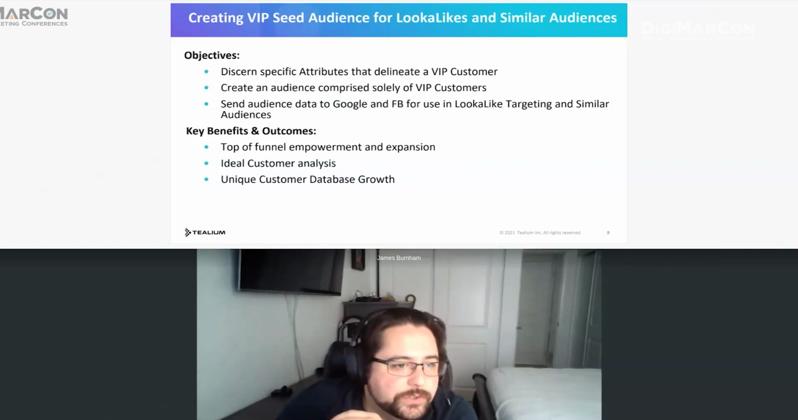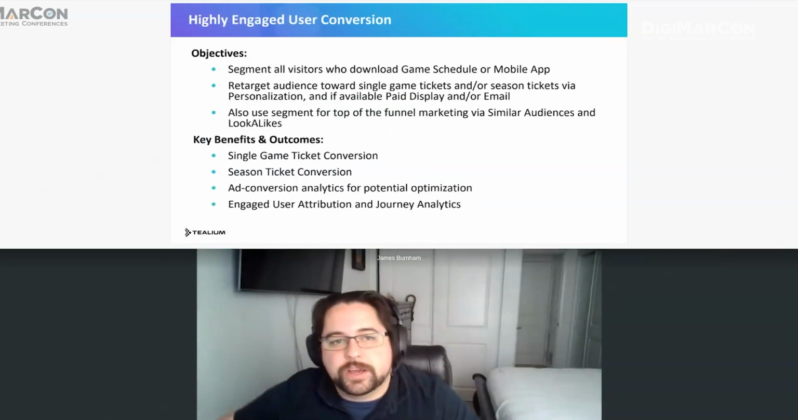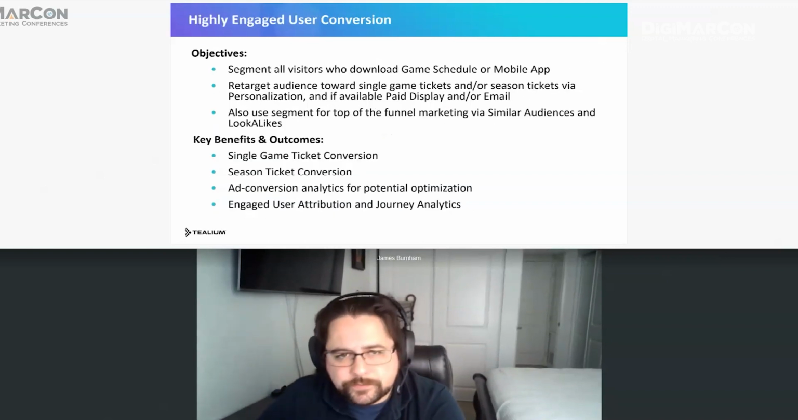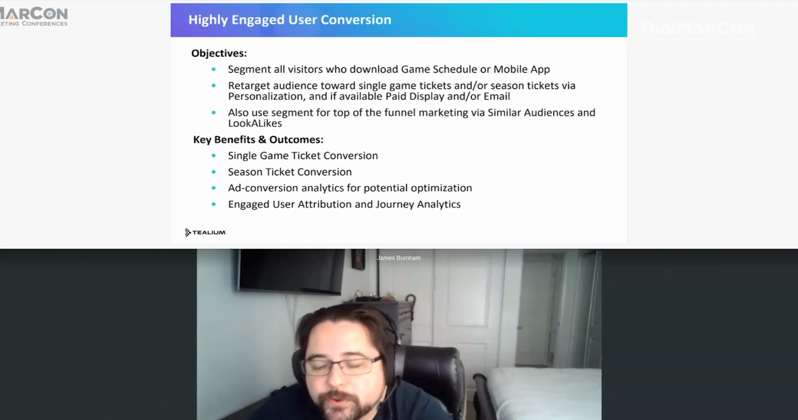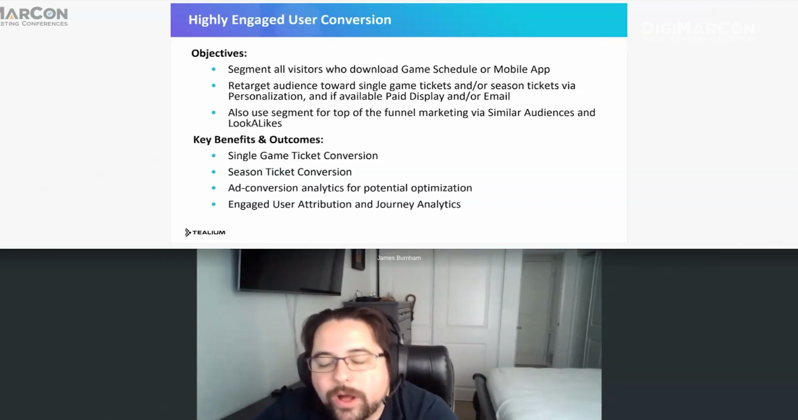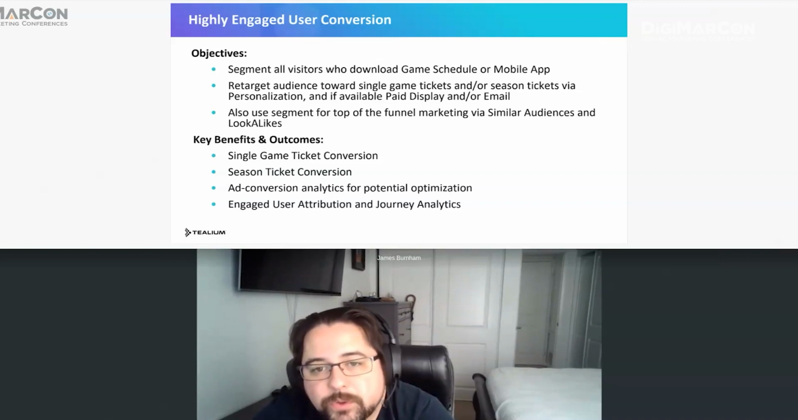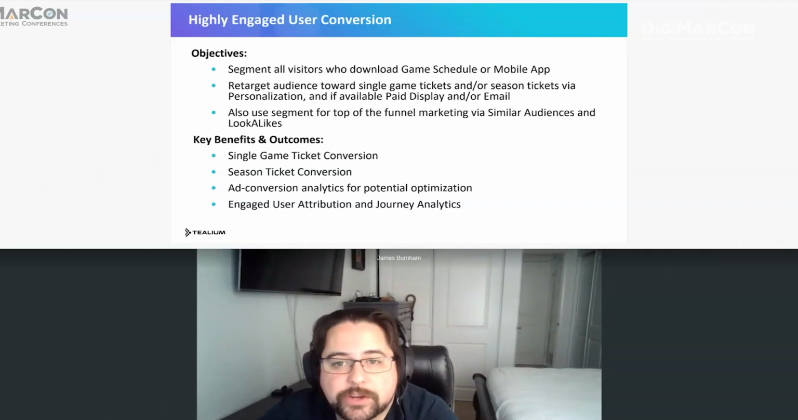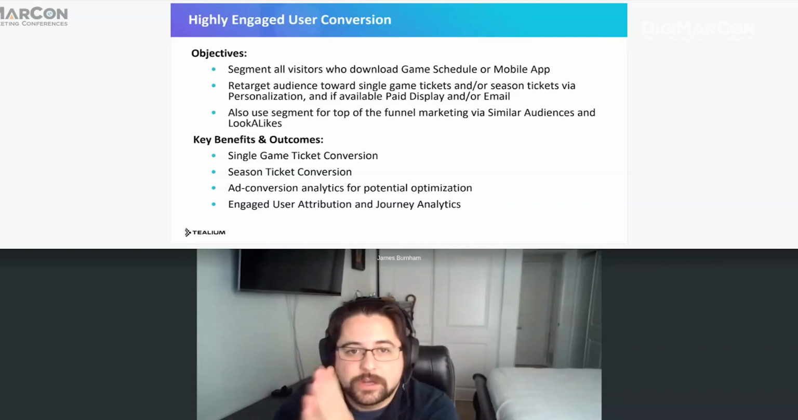So moving on here to use case number two, we're talking about highly engaged user conversion. And this was actually sports vertical. This team had a wealth of folks who were coming to the website, looking at the game schedule, looking at the mobile app, and then probably going to watch the game and kind of dropping off in terms of engagement. What we wanted to do was get some of these folks to actually convert into season tickets or single game tickets for that particular season.